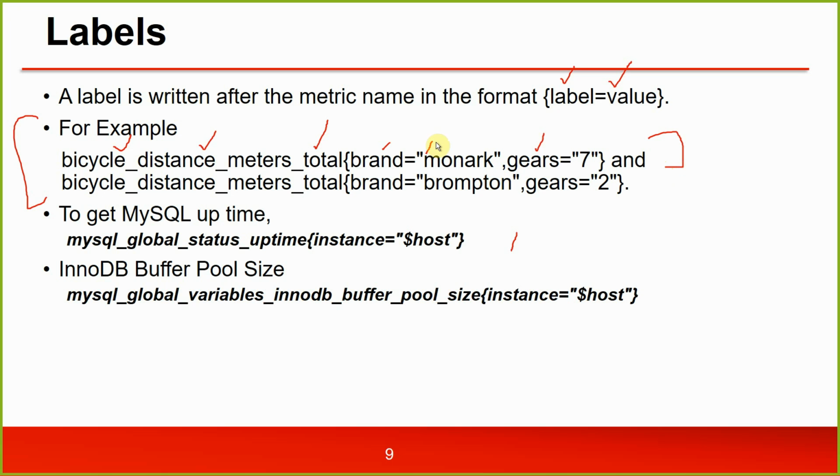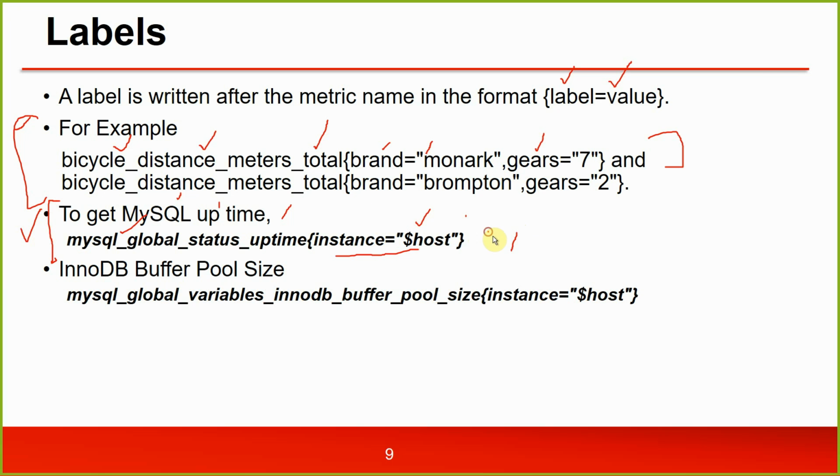To get MySQL uptime as an example, I will be using this in Grafana, and that's why I'm discussing the query right now in advance. If I'm using MySQL, I want to see the uptime. So I'll say mysql_global_status_uptime, instance is hostname. I'm using this label selector to select my instance and I want to see what the uptime is. So this will be a scalar value, a unique value.